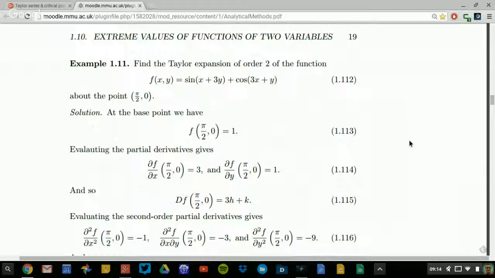Just to show you what we mean. Okay, so the function we're dealing with here is f of xy. That's the definition: sine of x plus 3y plus cosine of 3x plus y. And we wish to look at the first few terms of the Taylor series, about the base point pi over 2, 0.